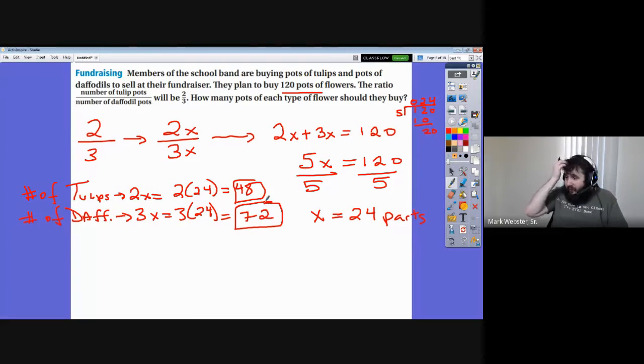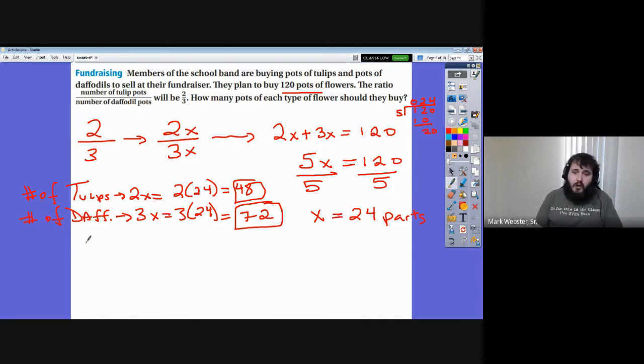At this point, you can say to yourself, how do I know I did it right? Well, if I did it right, what should these two add up to? 48 plus 72 had better add up to 120. Does it? 8 plus 2 is 10. 40 plus 70 is 110. 10 plus 110 is 120. So I know I did it right.